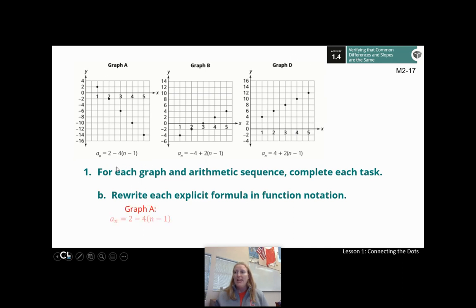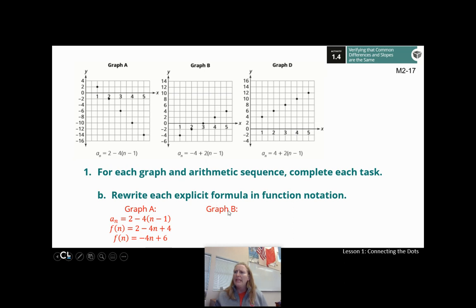For graph A, I had this lovely formula. I distributed my negative 4. Negative 4 times n is negative 4n. Negative 4 times negative 1 is a positive 4. I'm going to put my negative 4n up the front, and then 2 plus 4 gives me 6. Yay. And now I have f of n instead of a sub n.